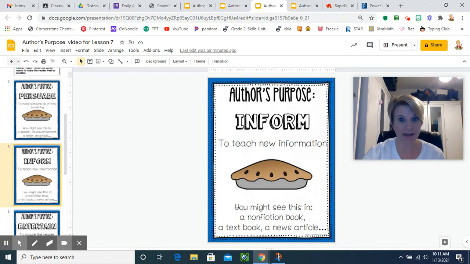The I in PIE stands for inform, which means someone is trying to teach you some new information. So the author wants you to learn something. Popular places that you will see this type of author's purpose would be a nonfiction book, where they're telling you some real information, a textbook, a news article.